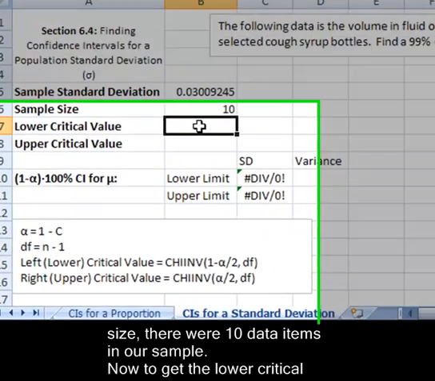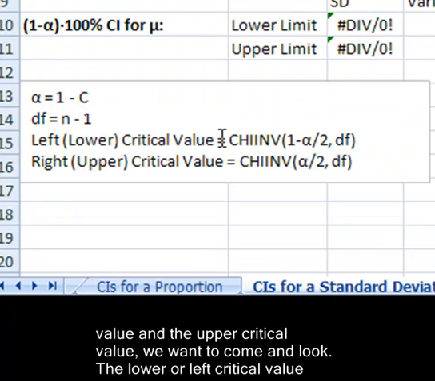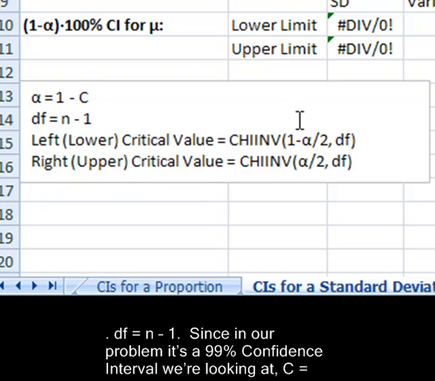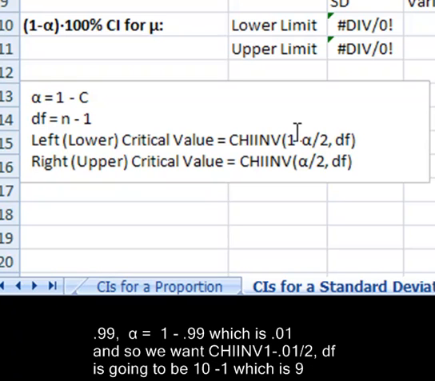Now to get the lower critical value and the upper critical value, we want to come and look. The lower or the left critical value is chi inverse for 1 minus alpha over 2, df, and the upper or right critical value is chi inverse for alpha over 2, df. Alpha is 1 minus c, df is n minus 1. Since in our problem it's a 99% confidence interval, c is equal to 0.99, alpha is equal to 1 minus 0.99, which is 0.01, so we want chi inverse for 1 minus 0.01 over 2. df is going to be 10 minus 1, which is 9.